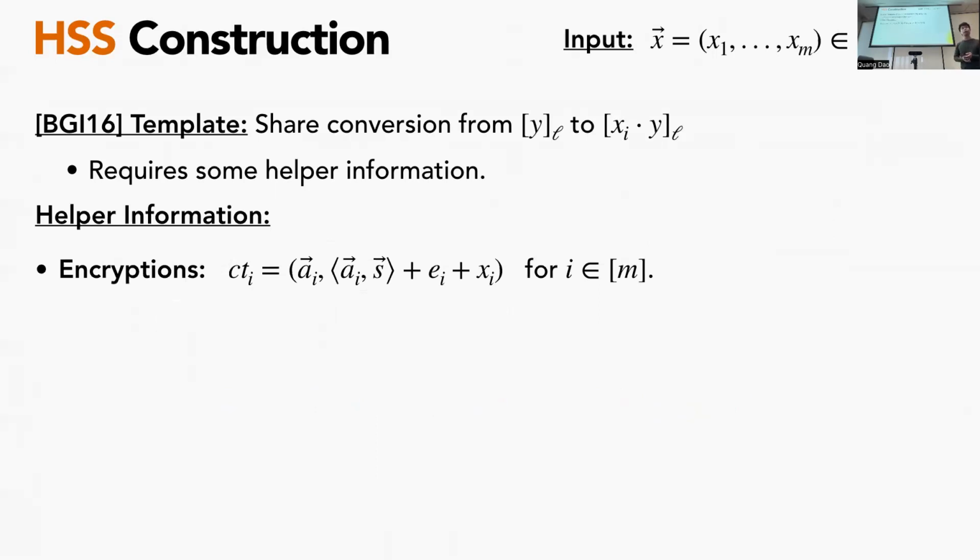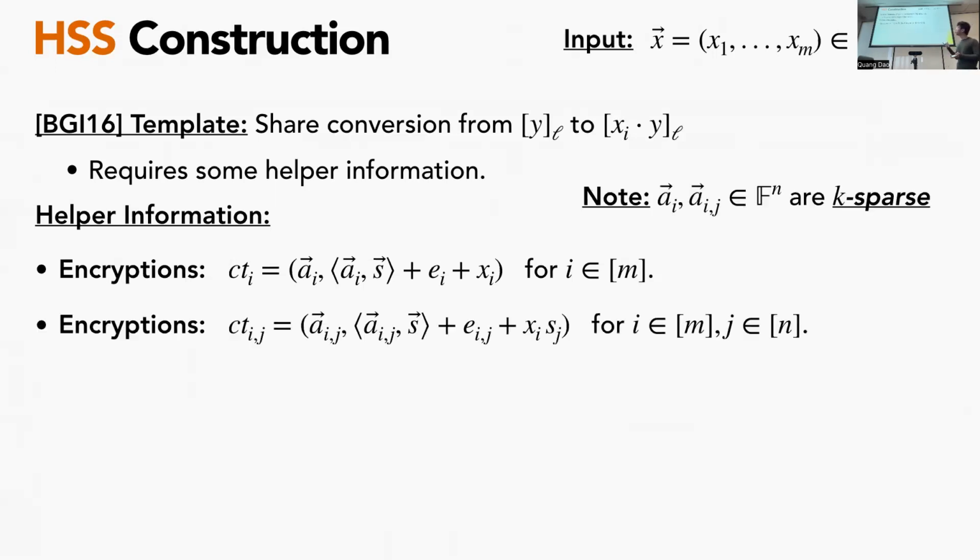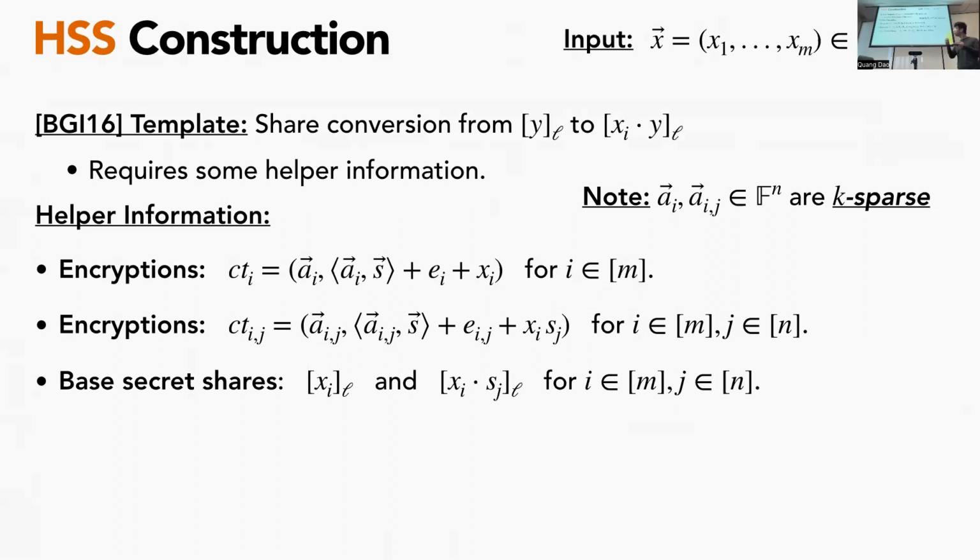So what is this helper information? It will include an encryption of the input values. Here we instantiate encryptions with sparse LPN-based encryptions, where you have a k-sparse vector ai, and then the inner product ai·s plus some noise term ei plus the input xi. This is not quite enough, and this is why we also need encryptions of xi times sj for all i and j. So basically we multiply each input with each coordinate of the secret vector. And then we also have some base secret shares, of xi and xi times sj.